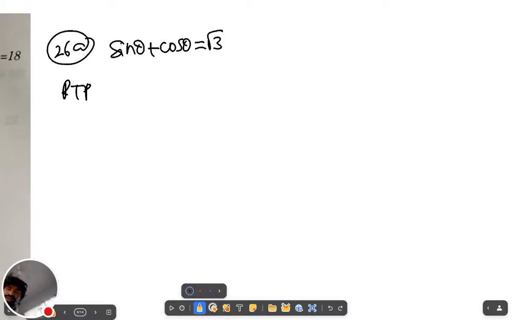26th A question is: sin theta plus cos theta is equal to root 3. Now we have to prove that tan theta plus cot theta is equal to 1.